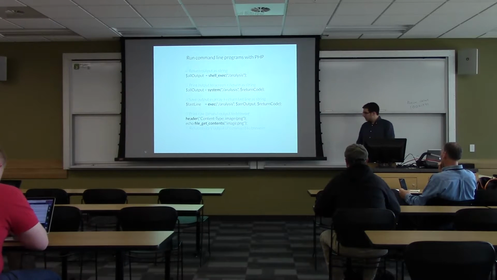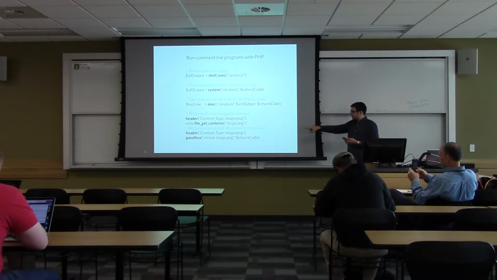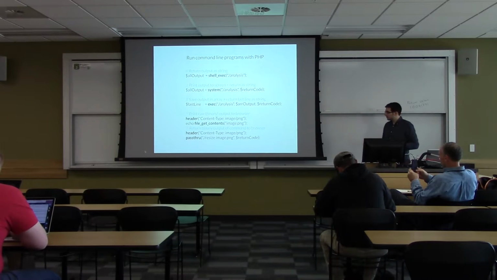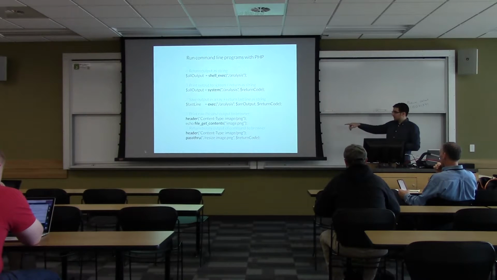There's this very useful command called passthru. And so the first argument of passthru is the command that you want to execute. For example, if you have a script that will resize a PNG image, and the output of that is directly output as binary to the browser. And so this allows you to skip a step, right? So you don't have to save the output of resize to another file and then output that to the screen. Okay.